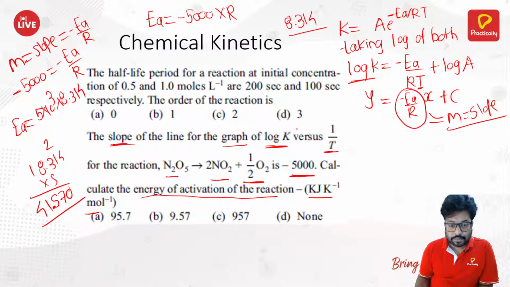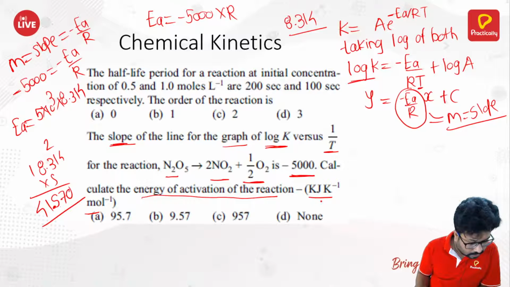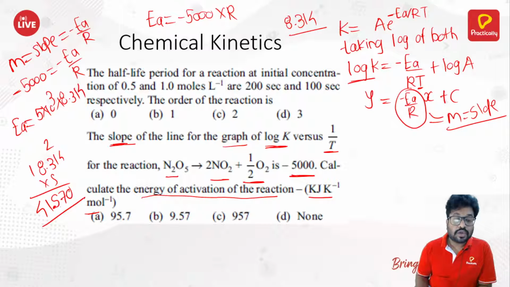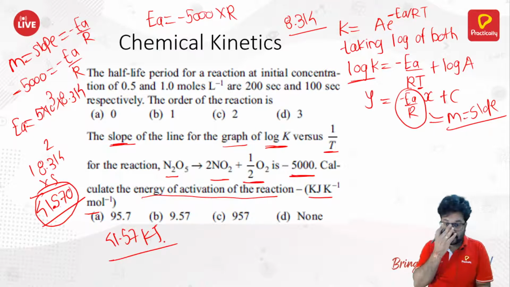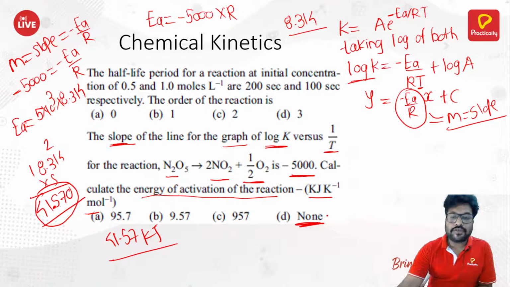So Y is equal to log of K versus 1 by T. Yeah, 1 by T, minus Ea by R. Ea by R is equal to your slope, which is M, is given. Energy of activation for the reaction, kilojoule per Kelvin per mole. So kilojoule. Yeah, so the answer for this is actually coming out to be 41.57 kilojoule, which we just calculated, right? So it should be none of these. Okay. But anyways, that is the way to solve it.